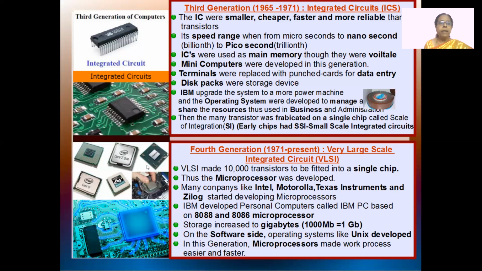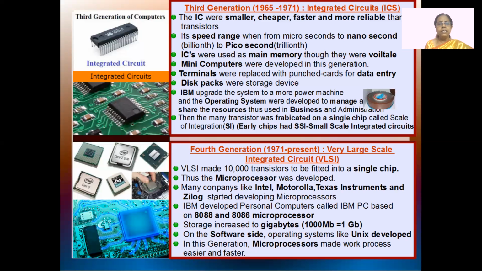They created the microprocessor. So you can see this, a small single chip, and in this chip they had all the transistors. How many transistors were fixed in it? 10,000 transistors were fitted into one single chip instead of putting them separately like this. All these circuits were put into one, and thus the microprocessor was developed. So in the third generation, it was the integrated circuit. In the fourth generation, it was the microprocessor that was developed.